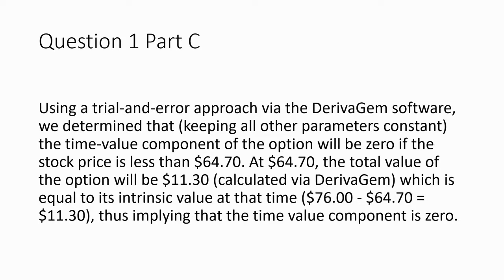$64.70. At $64.70, the total value of the option will be $11.30, which we calculated using the DerivaGem output software, which is equal to its intrinsic value at that time, because $76 minus $64.70 is $11.30, thus implying that the time value component is 0.